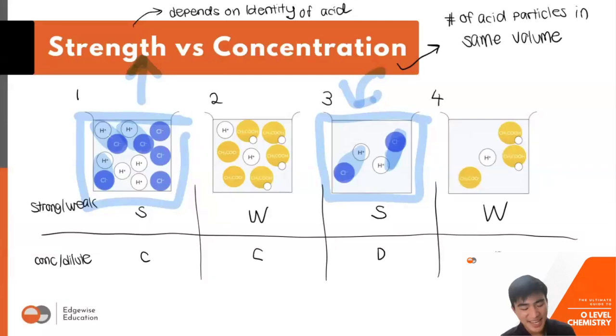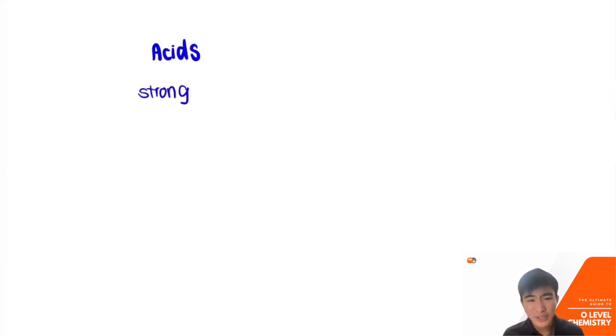Okay, I got another question. What does identity of acid mean? Now, I'm going to show you an example. There are many acids in this world, but what is more important? Let me just zoom in a little bit. Now, maybe you want to write this down. There are some acids that are strong acids, and there are some acids that are weak acids. Now, for strong acids, I'm going to give you examples. Unfortunately, we need to remember these.